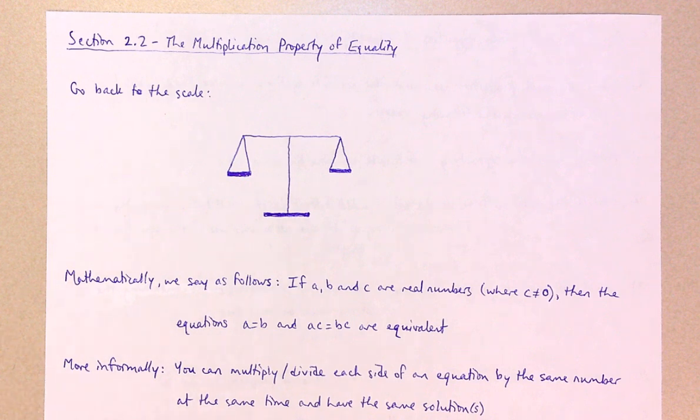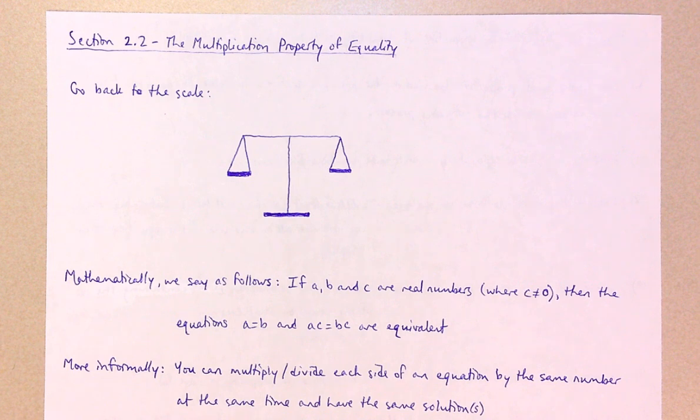In the previous video, we spoke about the adding property of equality and how we can use that property to help us find solutions to linear equations in one variable. In this video, we're going to look at another property that can help us find solutions to linear equations in one variable, and that property is the multiplication or the multiplicative property of equality.